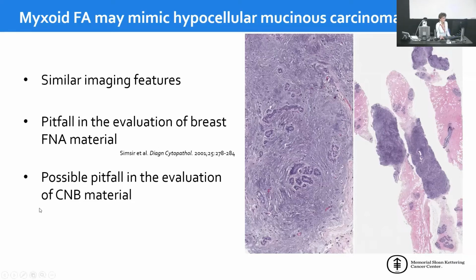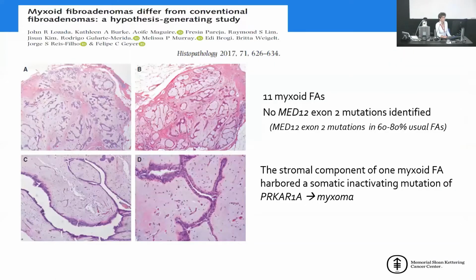But it's also a possible pitfall in the evaluation of a core needle biopsy material on a superficial look. One could think, well, this is a pool of mucin and these are neoplastic glands. Obviously not, and myoepithelial stains will resolve that if necessary.